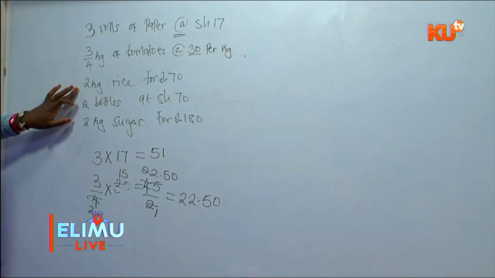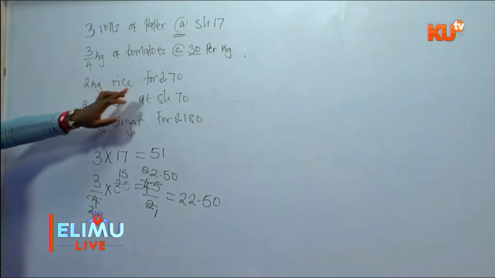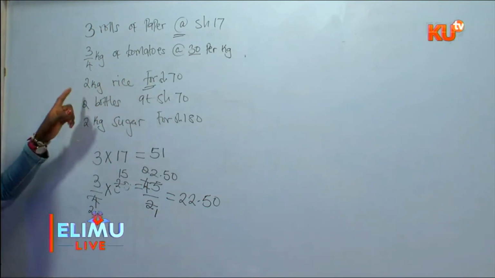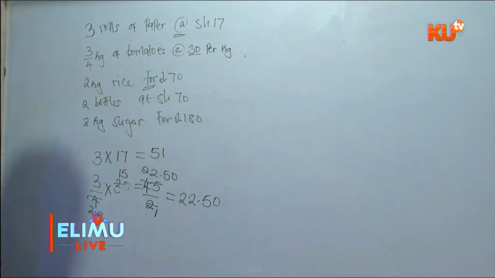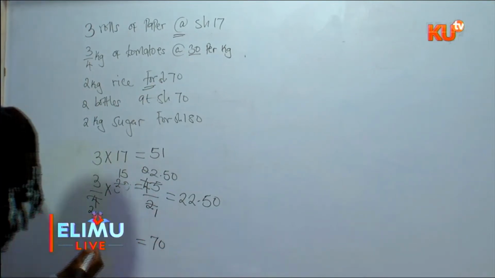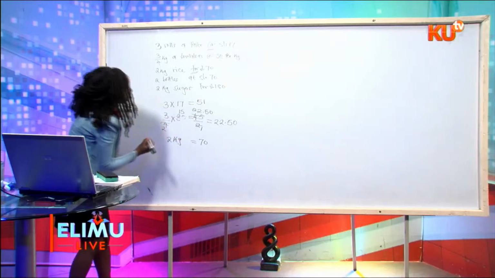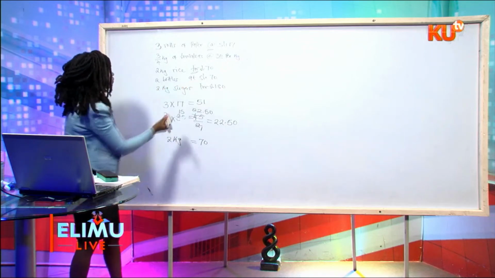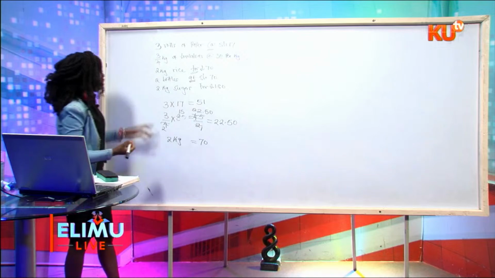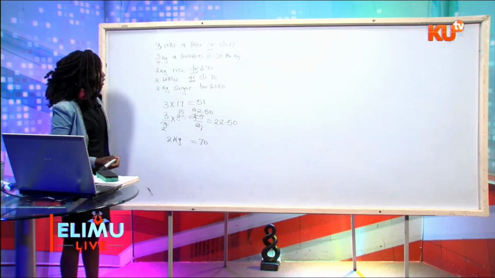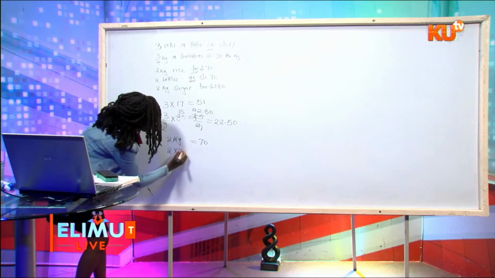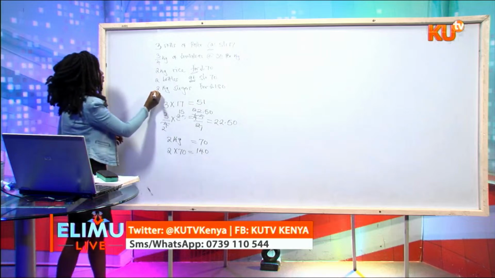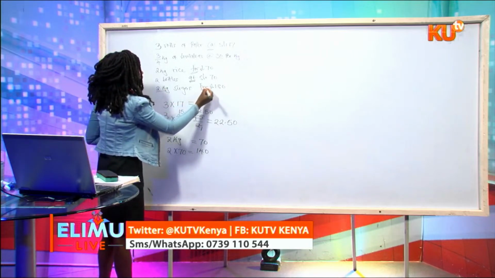Then we have 2 kgs of rice for 70 shillings. For represents the total cost of the item. So meaning the 2 kgs costed 70 shillings. So we'll come here and write 70 shillings for the 2 kgs of rice. Then we have 2 bottles of juice at 70 shillings. At means the cost of 1 item. So it is 2, the number of bottles, times the cost of 1 bottle. So it is 2 times 70, we get 140 shillings. Here we have 2 kgs sugar for 180.